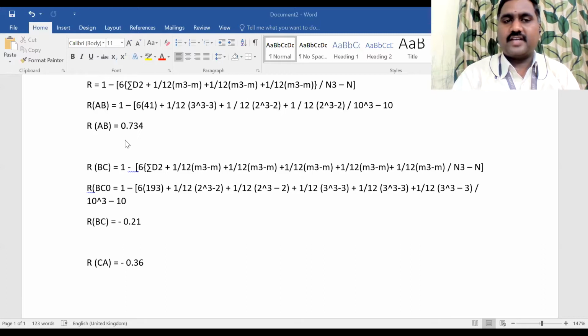The R value for the first and second judges is 0.734, second is minus 0.21, third one is minus 0.36. So you can interpret, since the R value for judges 1 and 2 is positive compared to the other ones, therefore judges 1 and 2 are nearest to the taste of beauty. Like that you can conclude. Okay, thank you so much. Now I'll stop sharing this and I'll end this class today, and tomorrow we will see the regression.